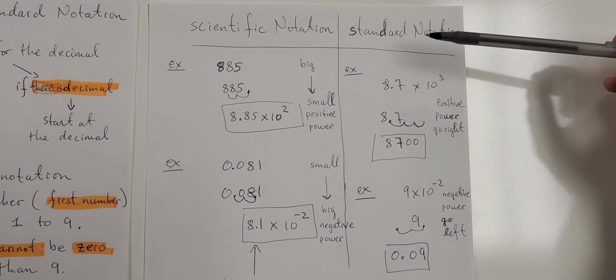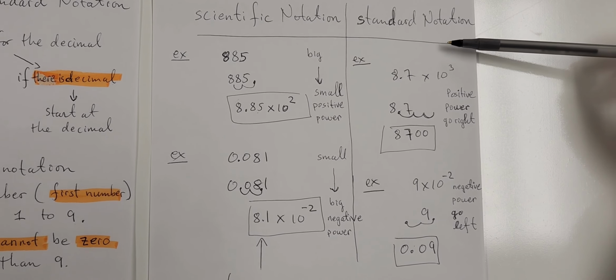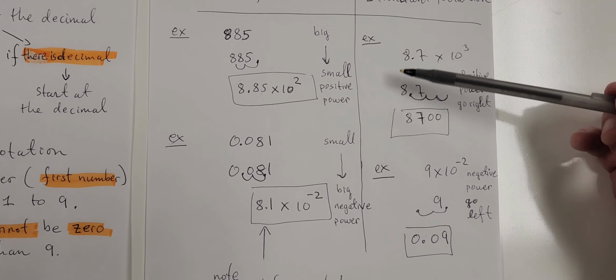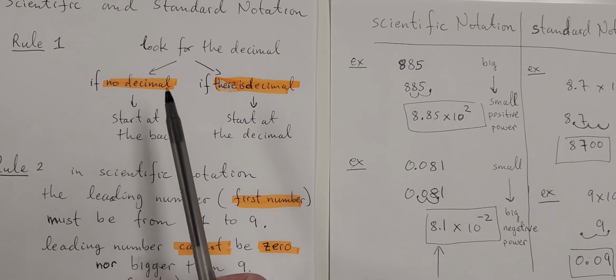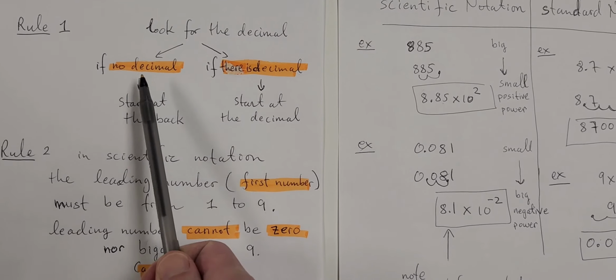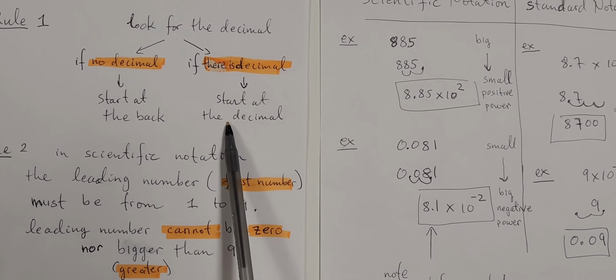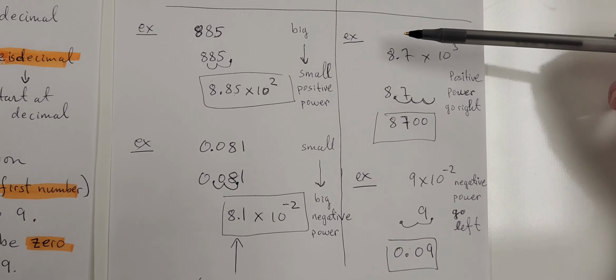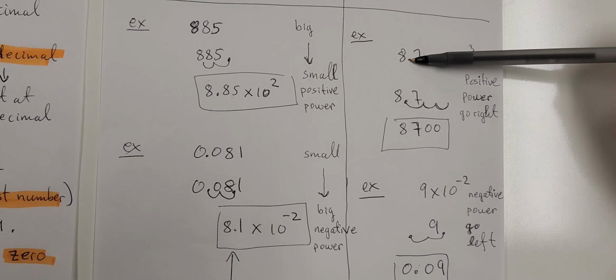Now on this side we have standard notation. Standard notation is a little bit easier. So here is our example. Same thing again. We look for the decimal. If there is no decimal, we start in the back. If there is a decimal, we start at the decimal. In our example, we do have a decimal, so this is where we start.